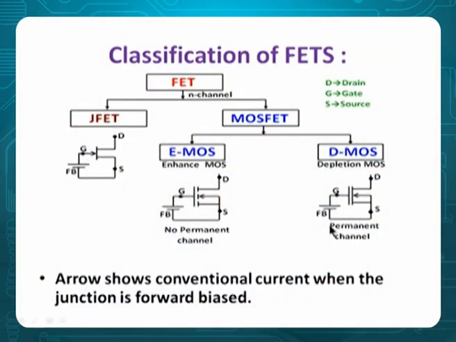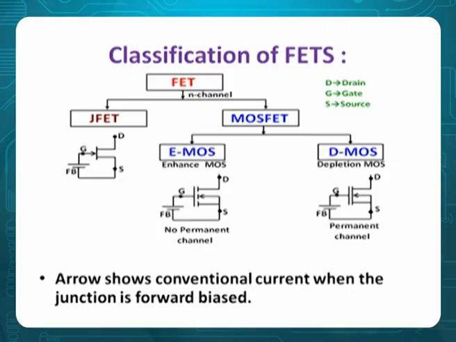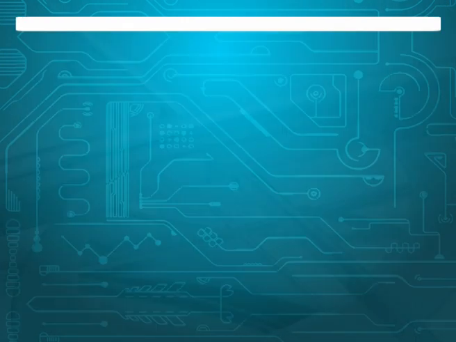Otherwise, FETs are never forward biased. In fact, in JFET, the input is reverse biased. That's why only for the arrow I have developed this concept. Not only for FETs, this statement is valid for every device. The arrow shows conventional current when the junction is forward biased.